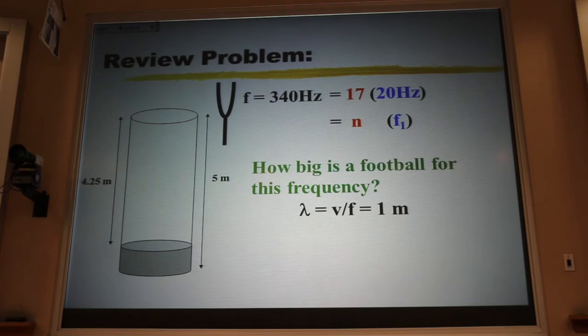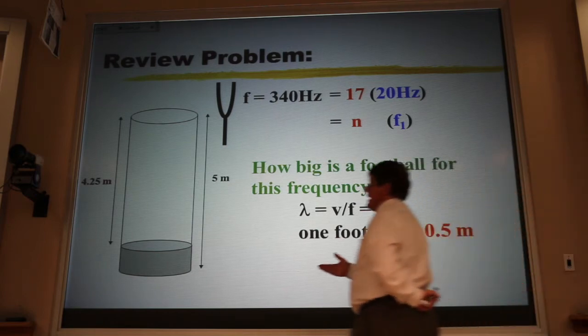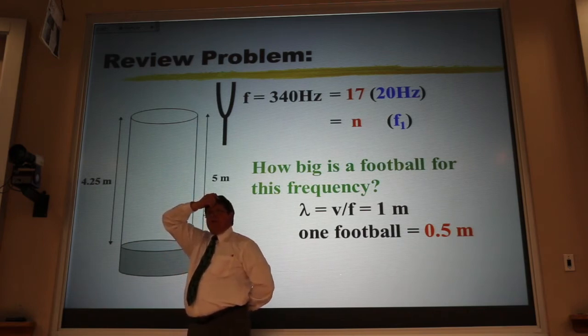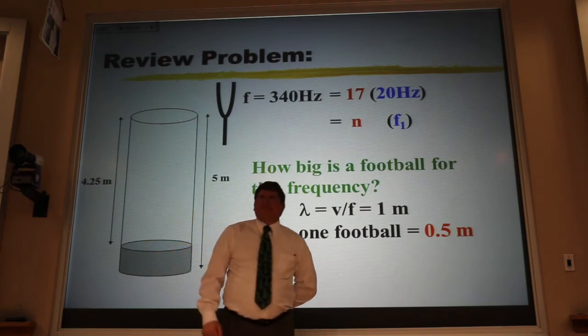That makes lambda 17 easy to calculate. It's 1 meter. But that's 2 footballs. A wavelength is 2 footballs, and so that means 1 football is half a meter. The other way to do it is just ask yourself, how many half meters do I have in 4 1/4 meters? 8.5.